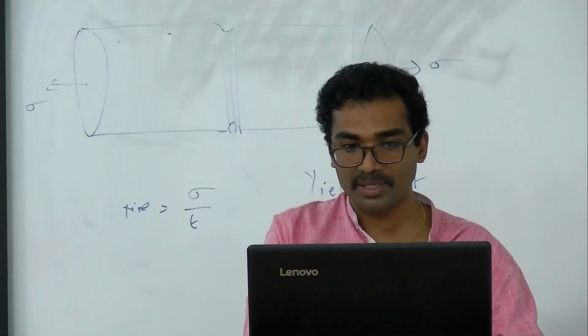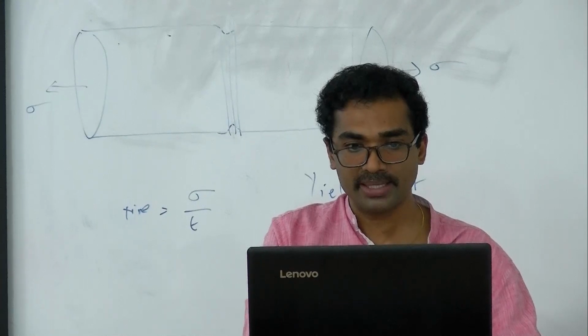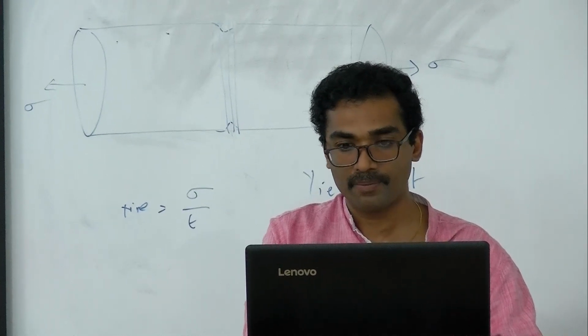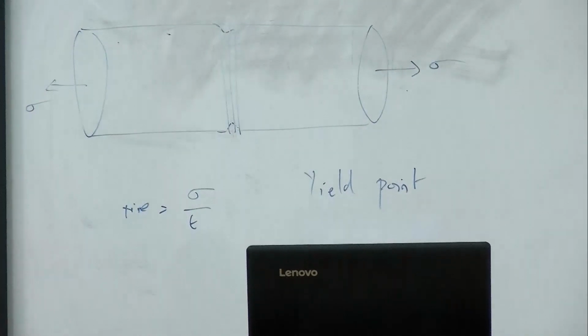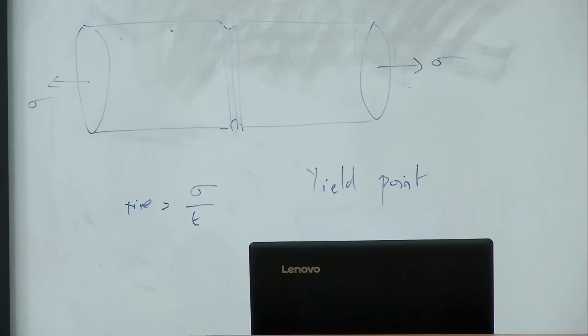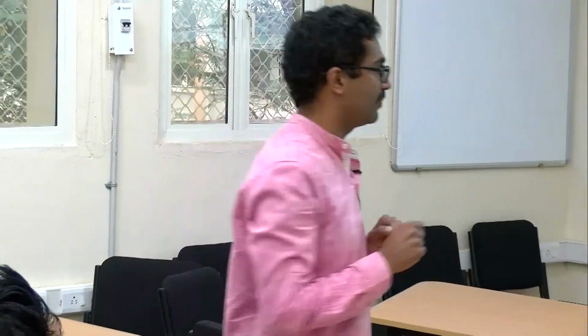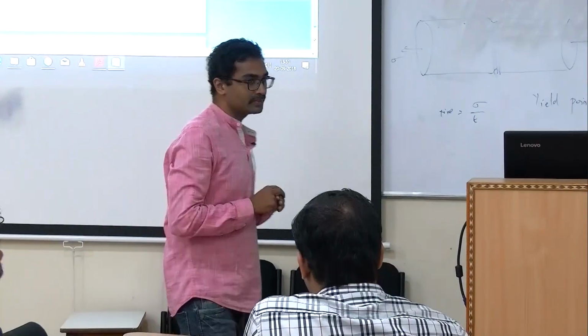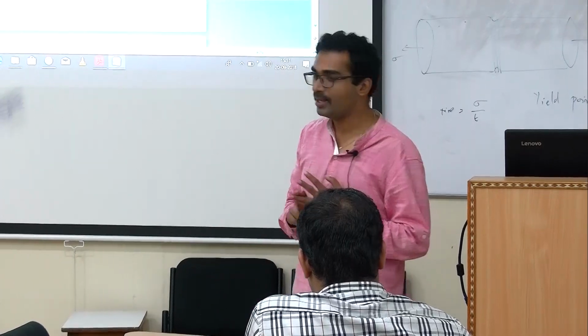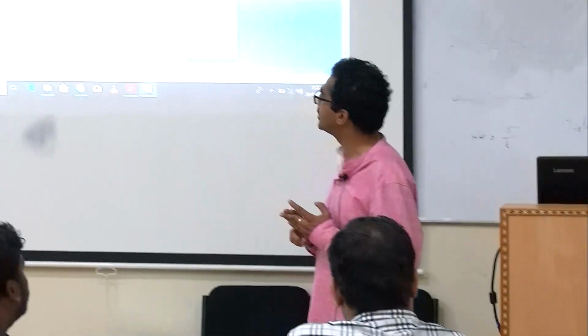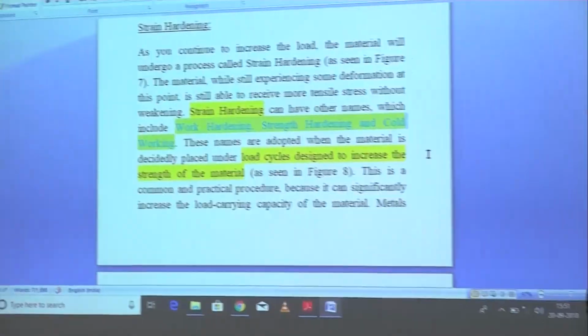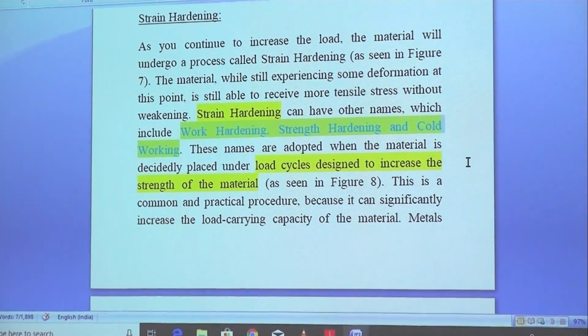So these are the other names associated with strain hardening. Please write these names down. It's also called work hardening because you are working on that region. It's also called strength hardening, or it's also called cold working. So strain hardening, cold working, work hardening, strength hardening are all the same thing. Okay? They can all be used interchangeably.